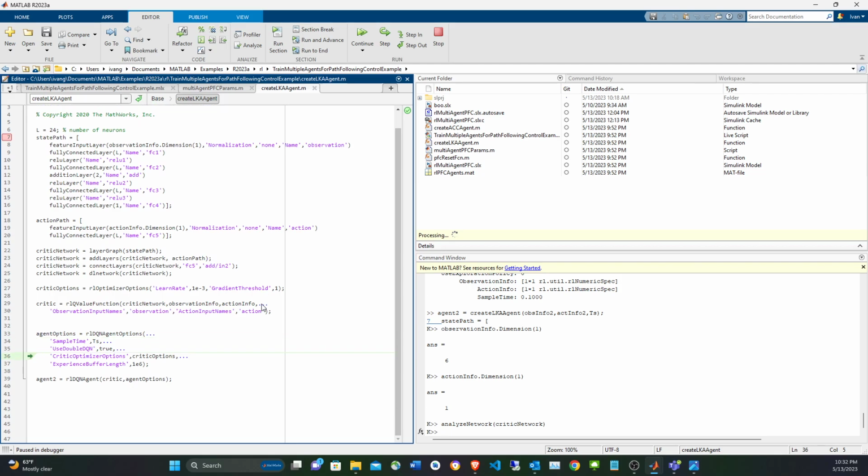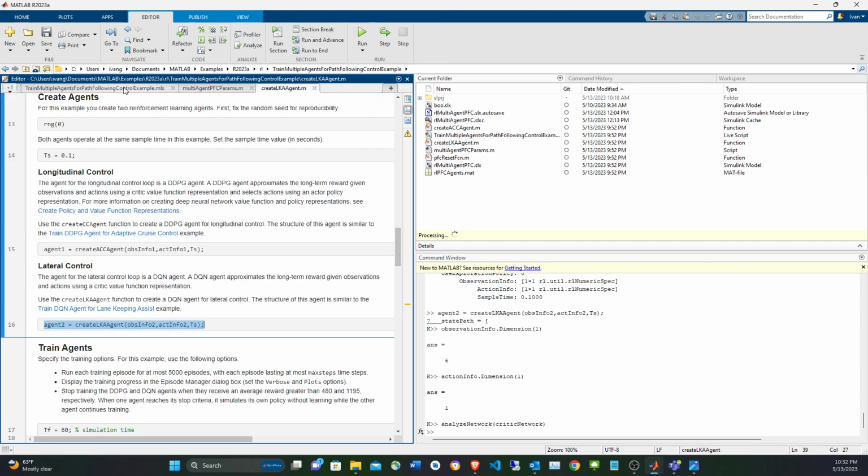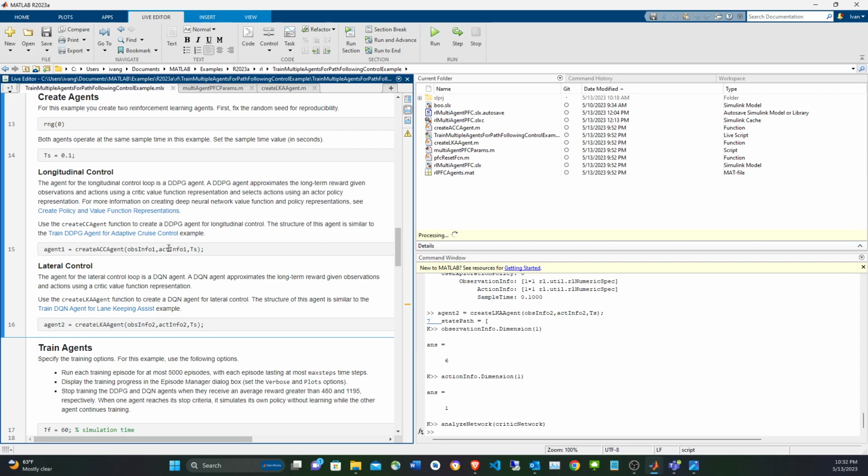The agent options are basically, we're going to use a double DQN like in the last example. And we have the experience buffer of 1 million as well, passed to the critic options. And so we have the agent options and the critic network and the actual critic that we created with the Q-value function, and that's it for a DQN agent for the steering. So now we have the agent for the acceleration, and we have the agent for the steering.